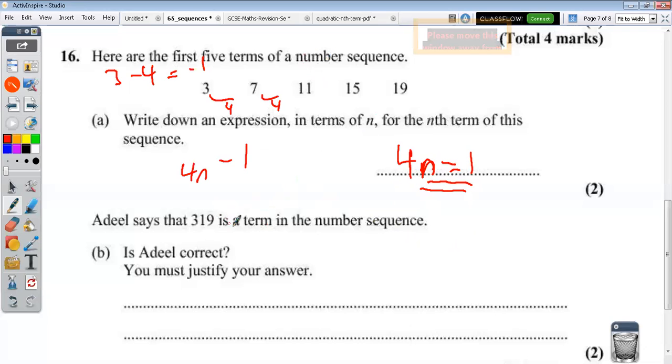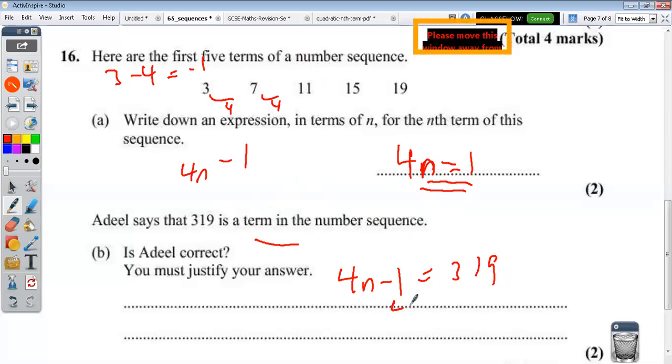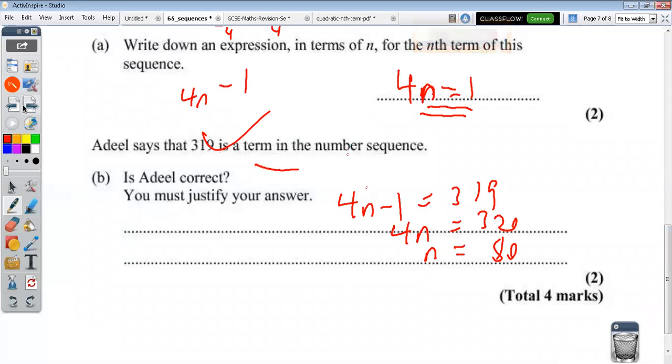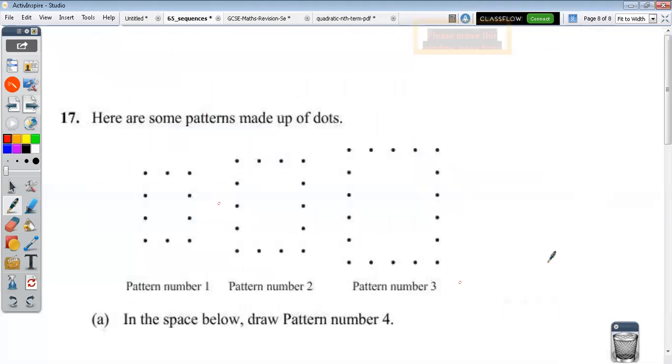Now this one will be difficult for you to get correct if you mess up. Because we're saying 4n minus 1 is equal to 319. Clear? Now take the 1 to the other side, it becomes 320. Then divide by 4, and you get 80. So he's correct. This is a term in that sequence because n is a whole number. Are we together? Yes, sir. Okay.